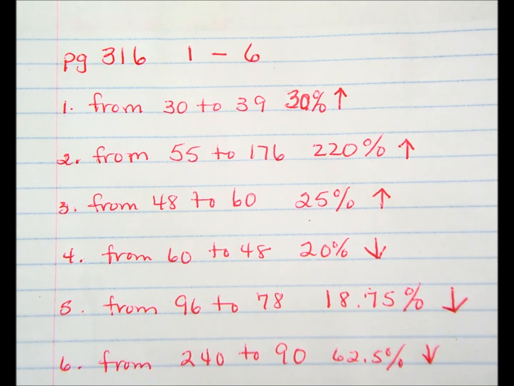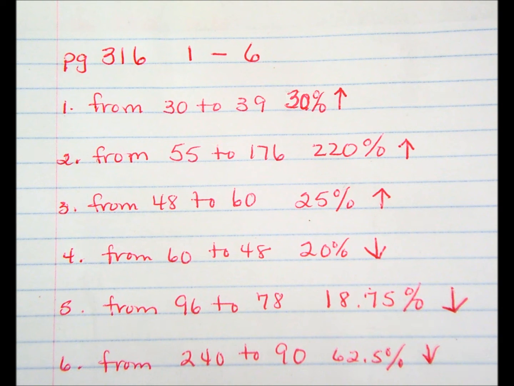All right, let's check your understanding. On page 316, 1 through 6, you started with number 1 going from 30 to 39. So you would have divided 9 by 30 to find out that was a 30% increase. In number 2, you went from 55 to 176. So you would have divided 121 by 55 to find out that was a 220% increase.